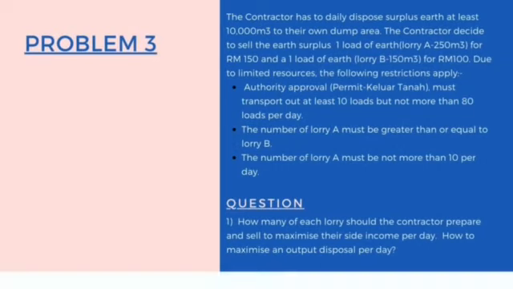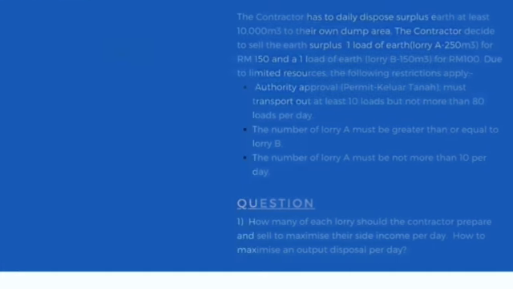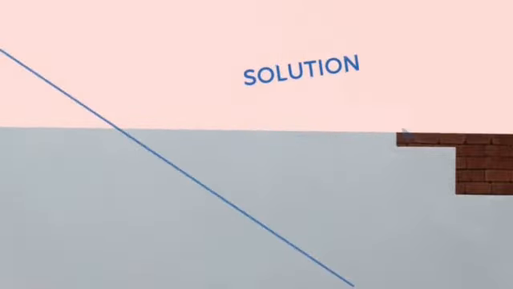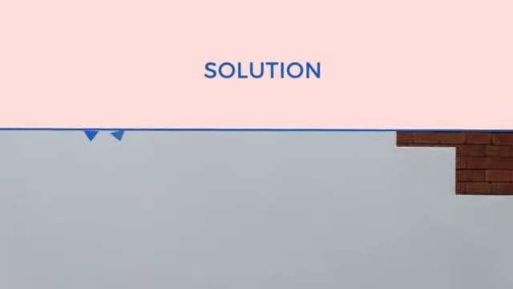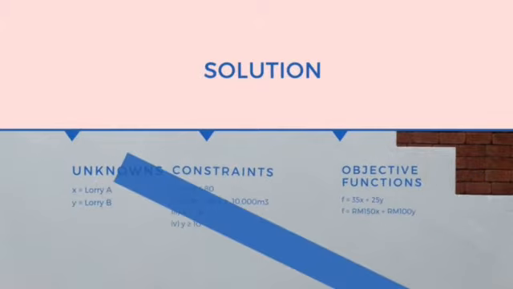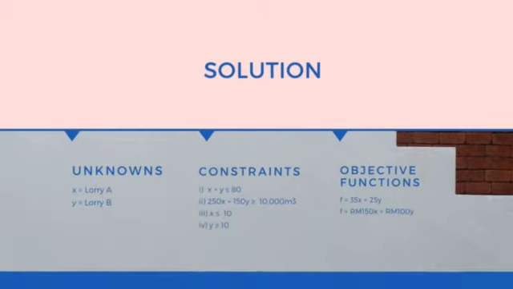Problem number 3. The contractor has to daily dispose surplus earth at least 10,000 meter cube to their own dump area. And the contractor decide to sell the earth surplus with a price of lorry A 250 meter cube for RM 150 and for lorry B 150 meter cube for RM 100. Due to limited resources, the following restriction apply.